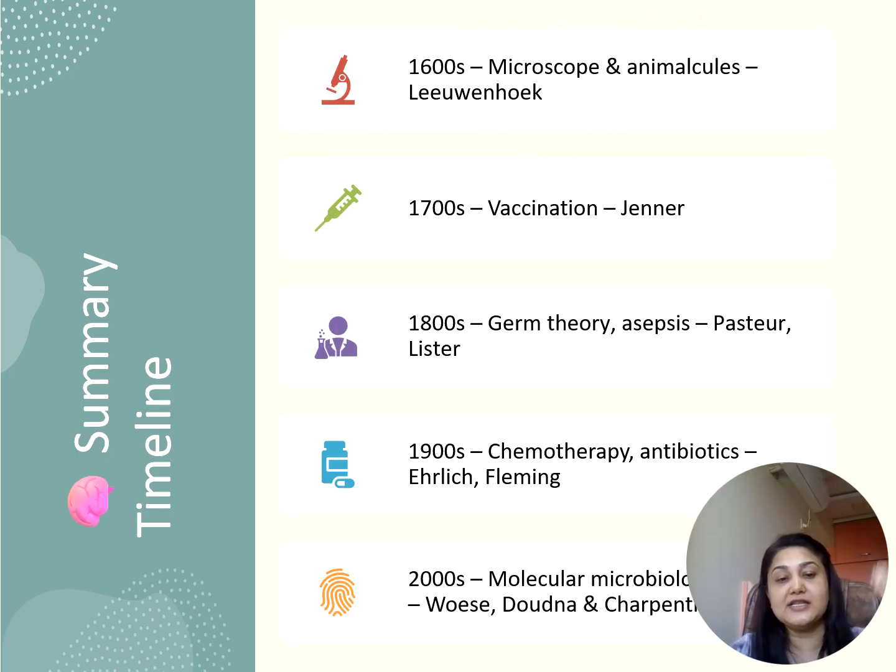So this is the summary timeline. We'll revise it. In 1600, first of all, Sir Leeuwenhoek, who is also considered the father of microbiology, discovered the microscope. In 1700, Edward Jenner developed the first vaccine. In 1800, germ theory by Louis Pasteur, and Joseph Lister proposed the theory of asepsis. In 1900, chemotherapy by Paul Ehrlich and antibiotics by Sir Alexander Fleming. In 2000 onwards, molecular microbiology.